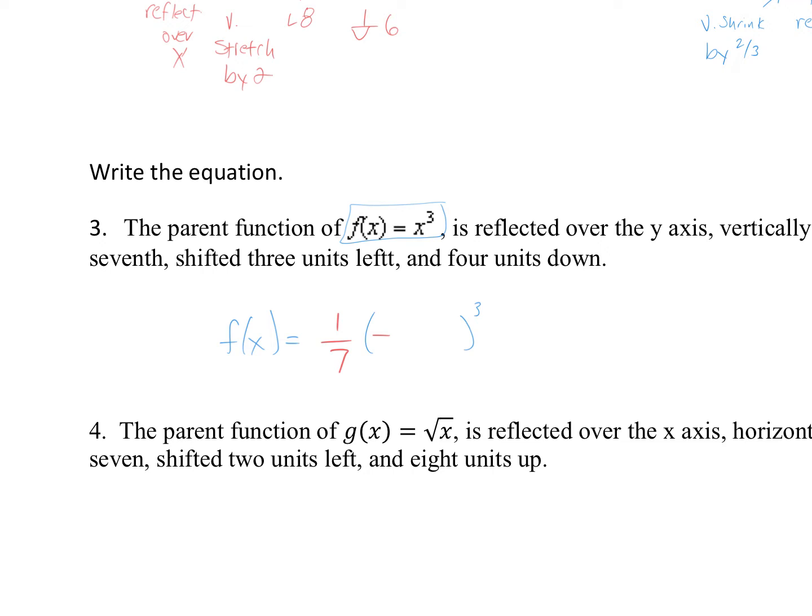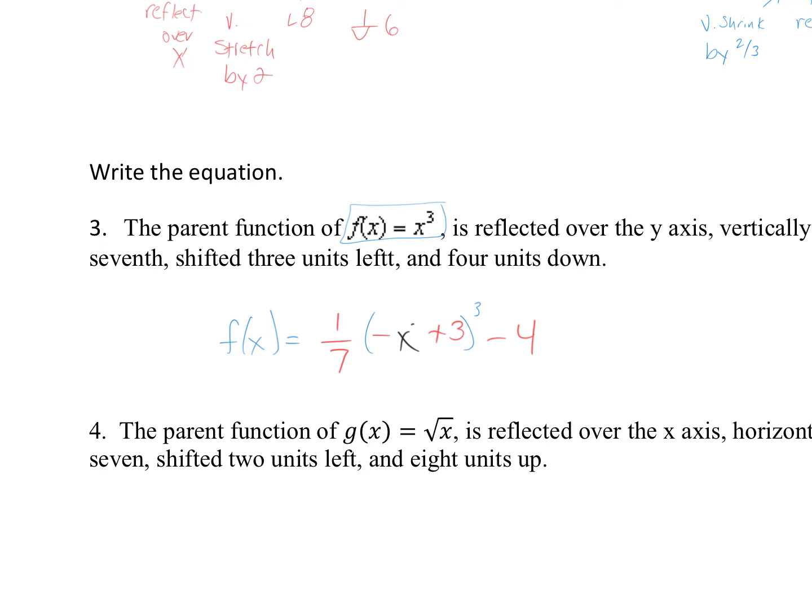Shifted 3 units to the left. 3 units to the left. That's +3. Where? Inside the parenthesis. Good. And then the last thing says 4 units down. -4 on the outside. Look how easy that was. Now what's the one thing we didn't write? The x. We got to stick it in there. You can write it at the beginning if you want.